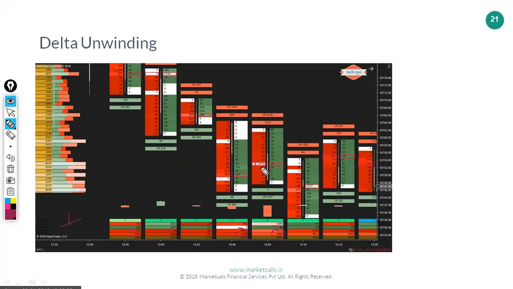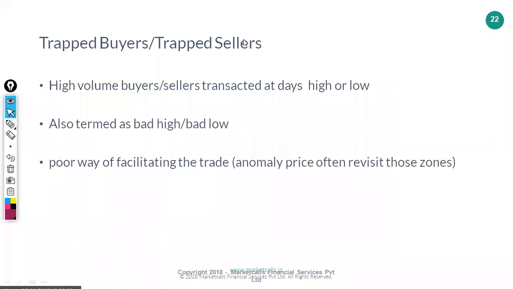They are most likely happening because they're liquidating their positions, and a big delta unwinding is happening in the markets. So they are most likely a sign of a delta liquidation, the kind of delta unwinding, where they simply unwound their positions for the day. Most likely they are short-term traders. And trap buyers and trap sellers.